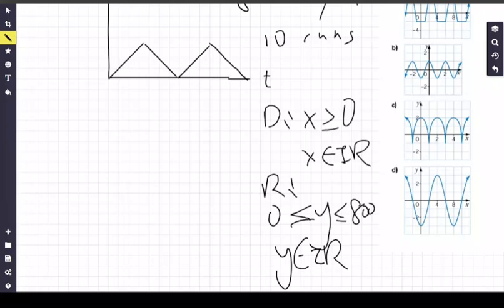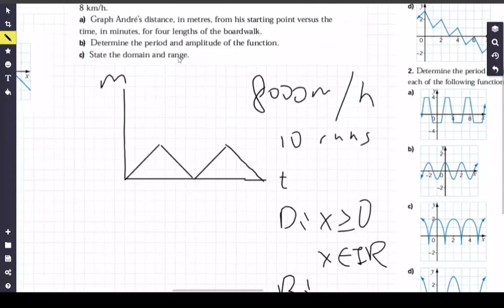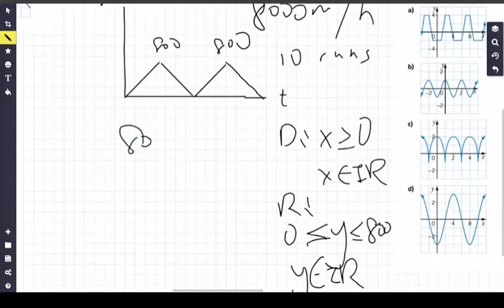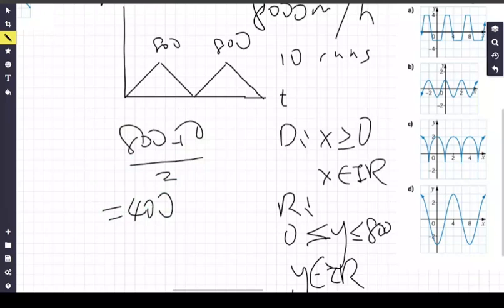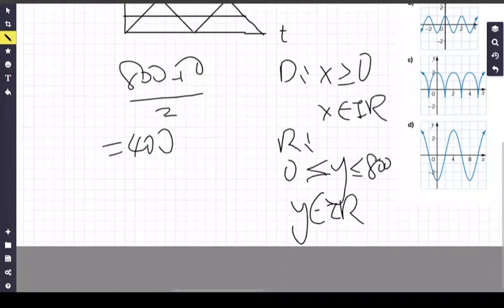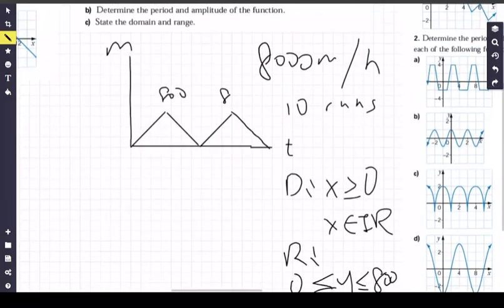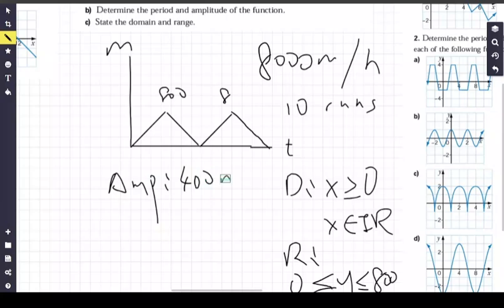And then let's go ahead and look at the amplitude. The maximum is 800 and the lowest is 0. So 800 plus 0, divided by 2, so we can find the middle point. This is going to give us 400. So our amplitude is 400 meters. So let me just write that. Amplitude: 400 meters.